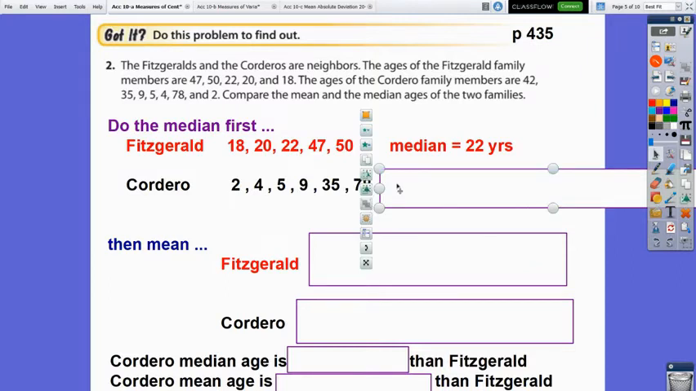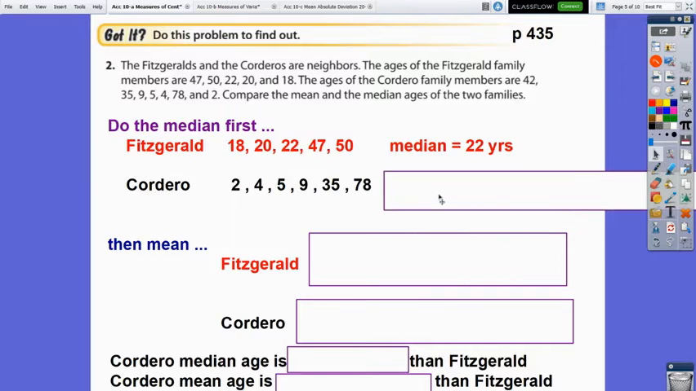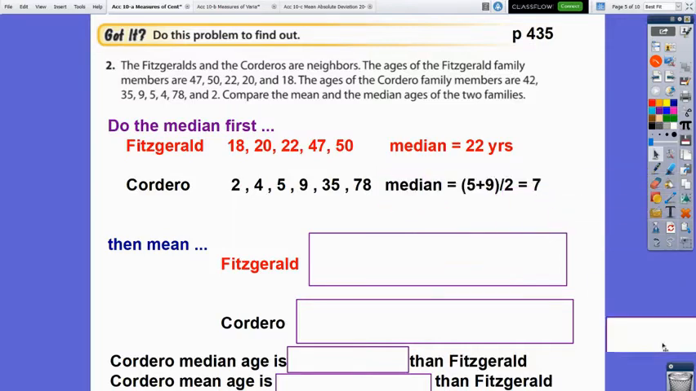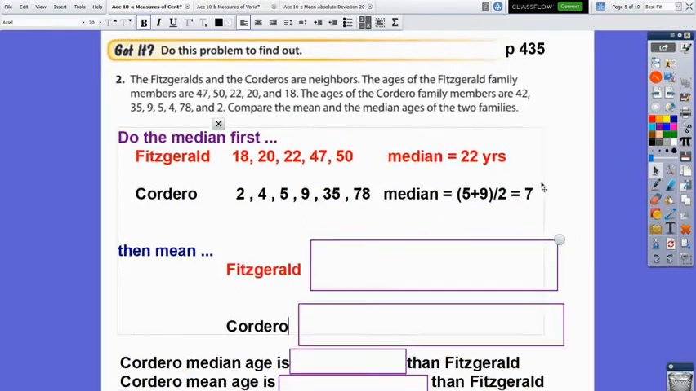The median for this group, there are 1, 2, 3, 4, 5, 6. So that means there's 2 numbers in the middle. And if you get the average of those 2 numbers, 5 and 9. So if you can't just in your head figure out the middle of 5 and 9, add them together and divide by 2, and you get 7 years. 7 years for the median age of the Cordero family.